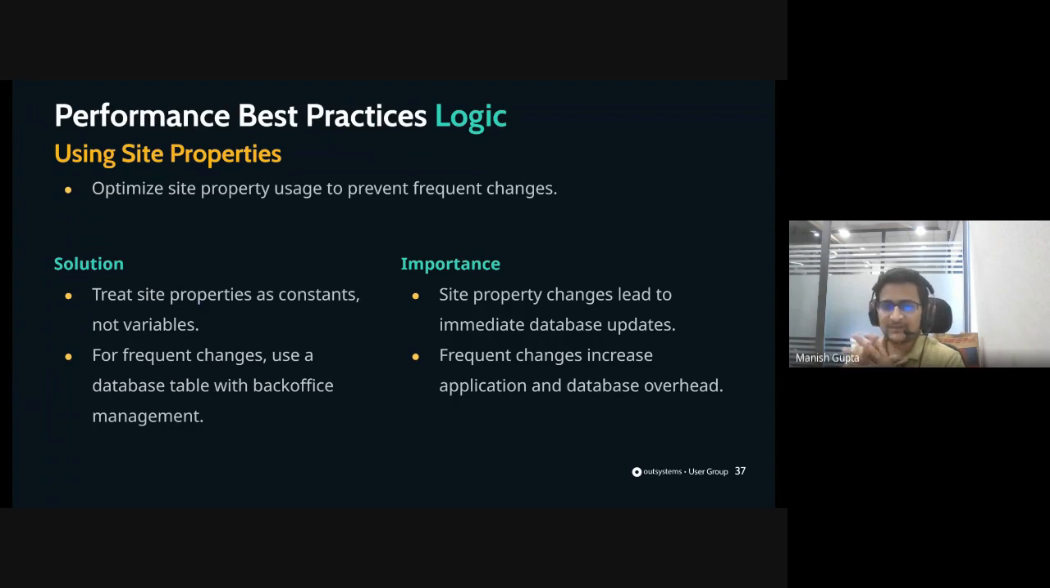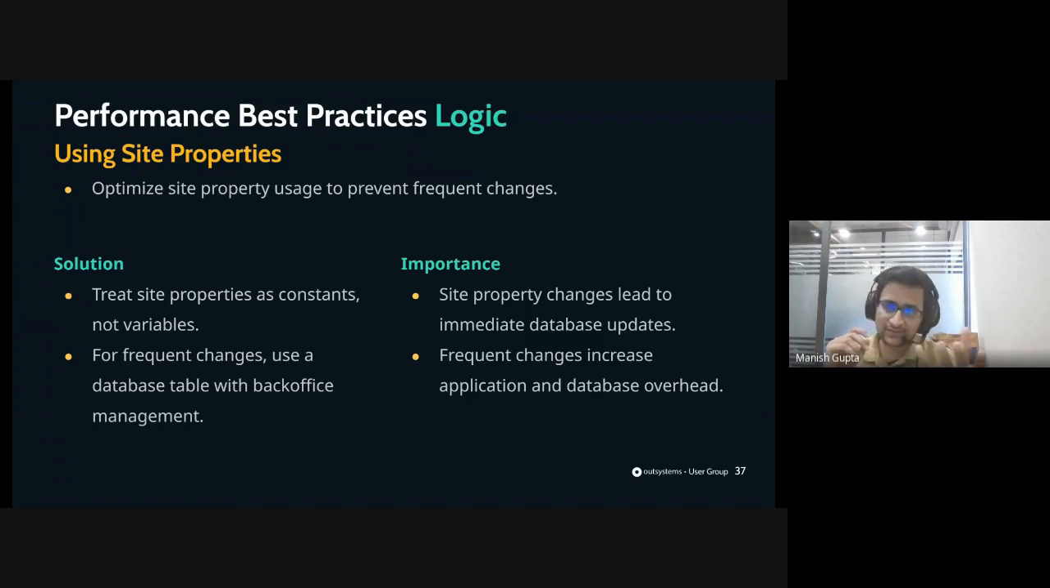To achieve this, we have a tenant invalidate cache operation available that is issued repeatedly, and making the changes repeatedly can lead to increased application database overhead, because the cache is getting created every time. So this database overhead gets created. So when dealing with the site properties, we should strategically plan it.